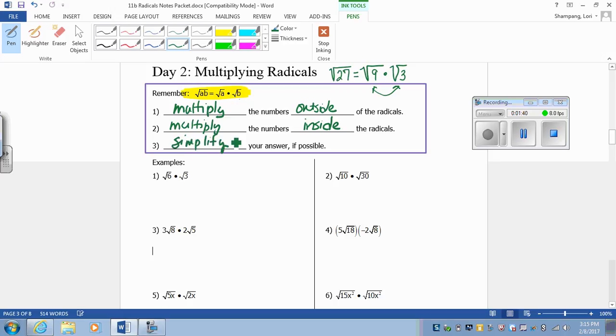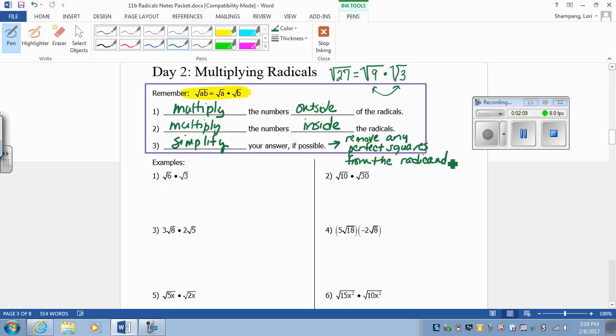And when we simplify the radical, that primarily means to remove any perfect squares from the radicand. And remember, the radicand is simply the expression that is underneath the radical sign.